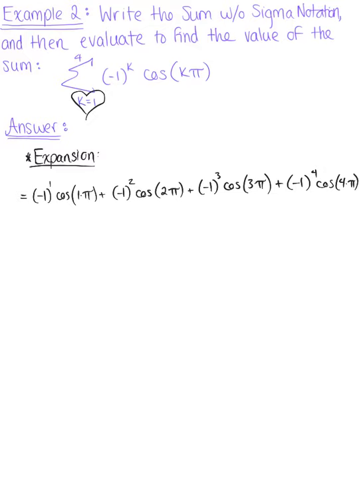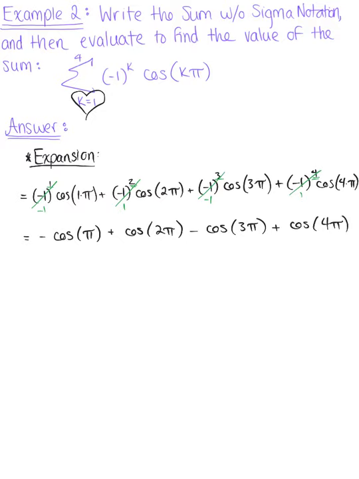So looking at these alternating portions here, we know that any time a negative value is raised to an odd number, it leaves us with a negative. So negative 1 to the first is going to be minus 1. Negative 1 cubed is going to leave us with minus 1. Versus when we have a negative value raised to an even degree, it becomes positive. So this is leaving us with minus cosine of pi plus cosine of 2 pi minus cosine of 3 pi plus cosine of 4 pi.